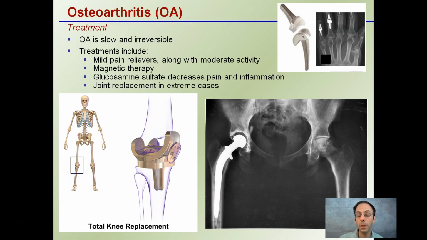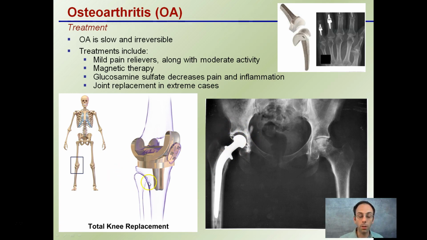Treatment for this particular issue, sadly, this is a slow progression and also irreversible disease. There are some potential treatments, and they include mild pain relievers, magnetic therapy potentially, glucosamine sulfate decreases pain and inflammation. In extreme cases, you may have known someone that's gone through what's called joint replacement. They're actually removing that damaged area and replacing it with, usually, a titanium or some sort of synthetic product to replace that joint with.